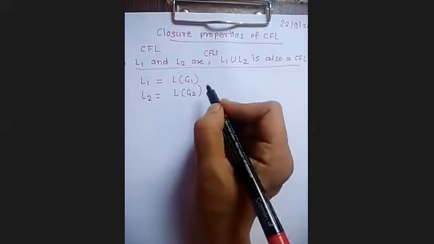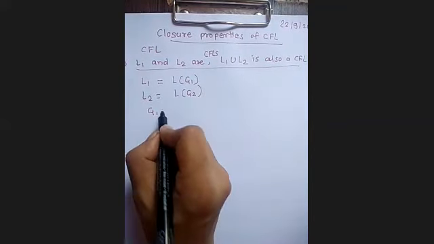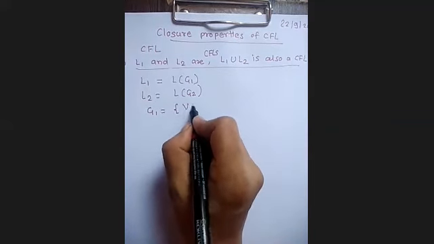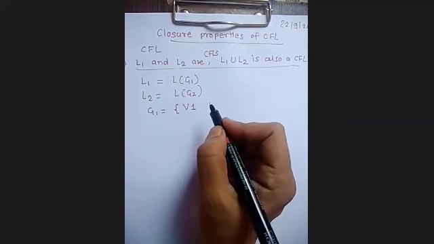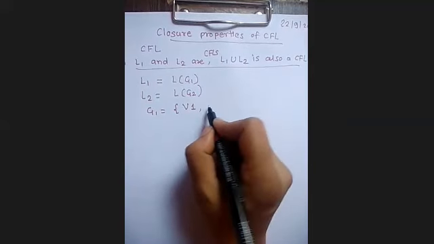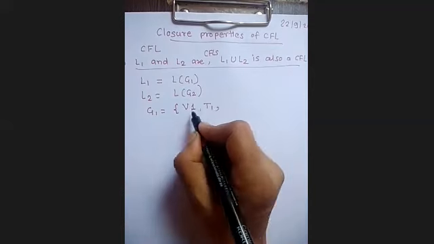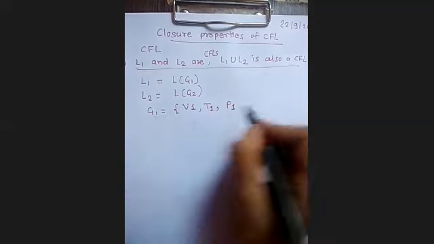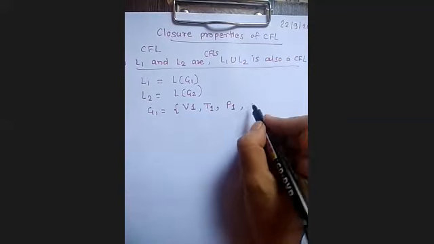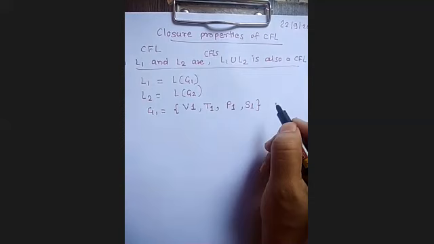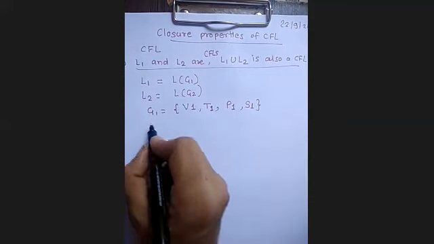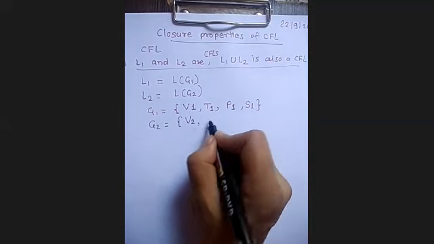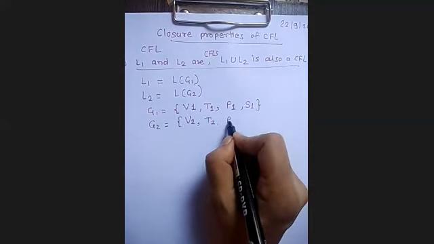So we know that a grammar is denoted by 4 tuples. For G1, we'll use the notation V1, the set of non-terminals for the grammar G1, T1 the set of terminals for G1. Let P1 indicate the production rules for G1 and let S1 be the start symbol for G1. Similarly, for G2 we will represent it by the 4 tuples: set of non-terminals, set of terminals, set of production rules, and the start symbol.